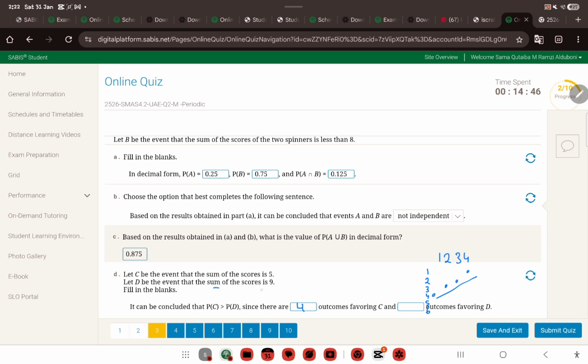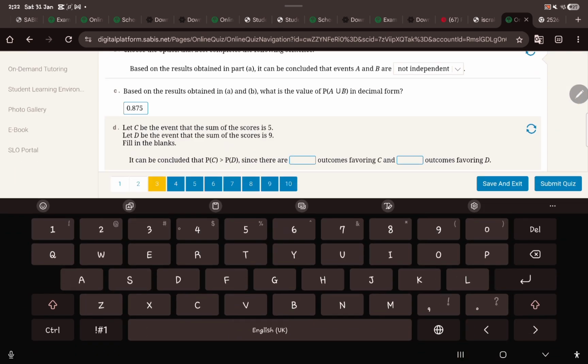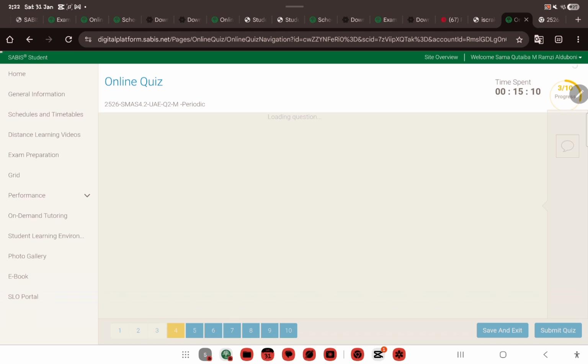And D, which is the sum of the scores is 9. So we do 5 plus 4 is 9, and 6 plus 3 is 9, and only 2 favoring D. They already gave us that the probability of C is greater than the probability of D. They just want us to find the number of outcomes of C and D. So we just write 4 and 2.